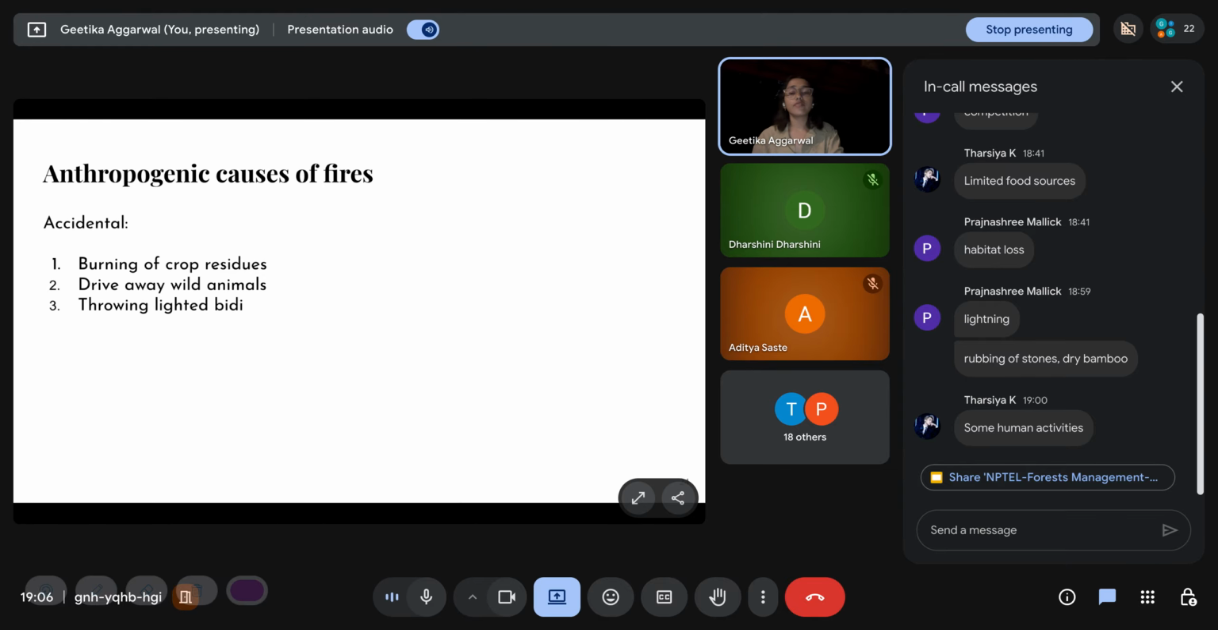Somebody who might have gone to the forest to collect some forest produce, through a lighted bidi in the forest, could lead to a forest fire if that time of the year is dry and heat is high. Campfires gone wrong.